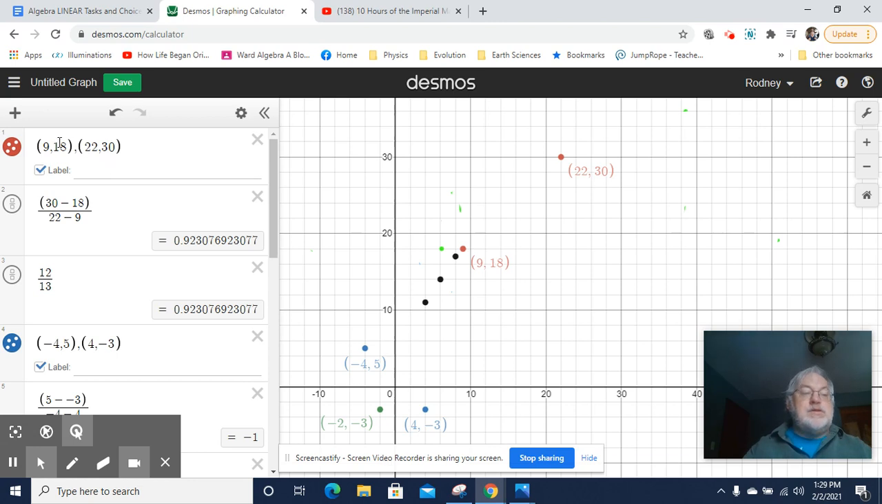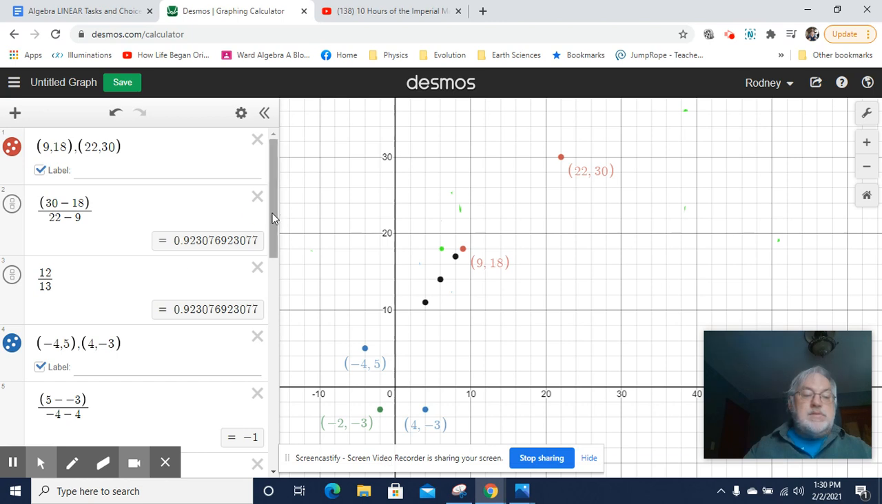So for the first pair, 9, 18, 22, 30, you would have done 30 minus 18 over 22 minus 9. Or these could both be in the opposite direction, and you'd still get the same answer. 30 minus 18 becomes 12, and 22 minus 9 becomes 13. So the slope is a rise of 12 and a run of 13 for these 2 points.